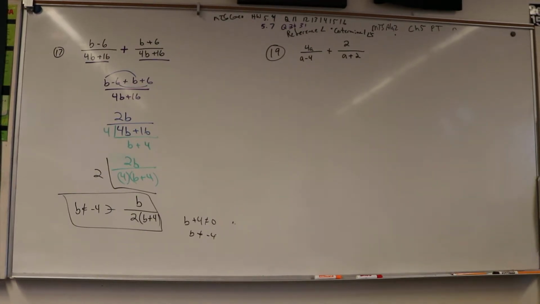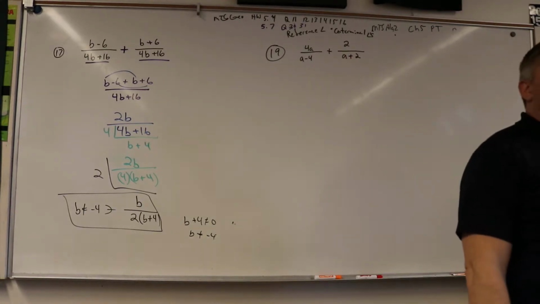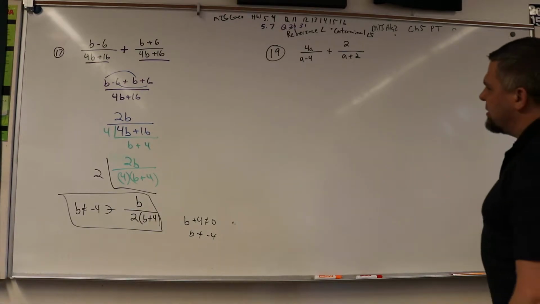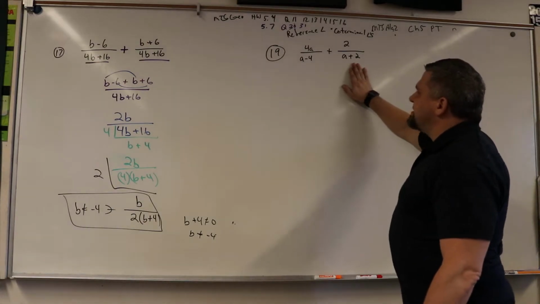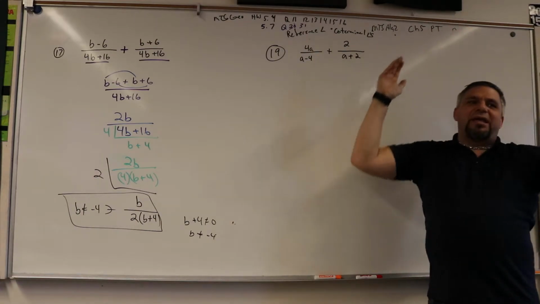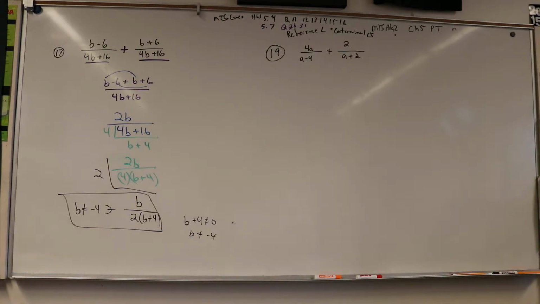Alright, next, 18 or 19. With 19, the denominators are not the same. Okay? So we have to make them the same. That's the hardest part. So I can't just say, okay, I'm going to add a -6 to this, you can't do that. Right? To make the denominators the same, you have to multiply by something.